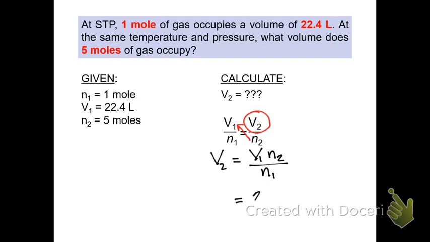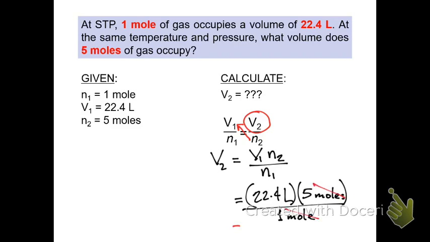So our initial volume was 22.4 liters. Multiply this by N2, which is 5 moles, divided by the initial number of moles, which is 1 mole. All right, so you can see how the moles would cancel each other out. And that gives us 112 liters.